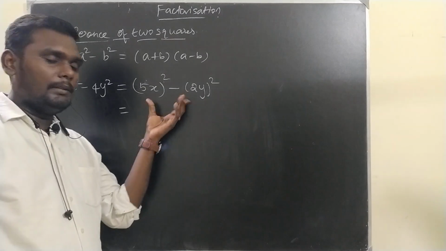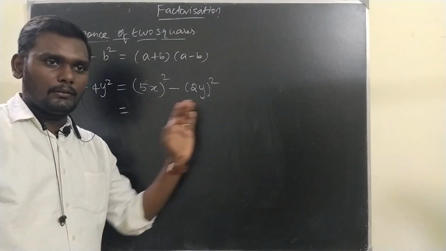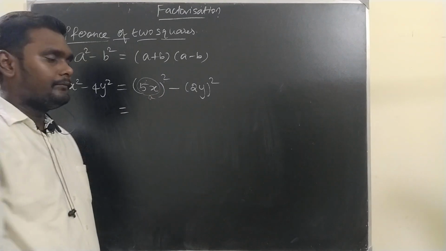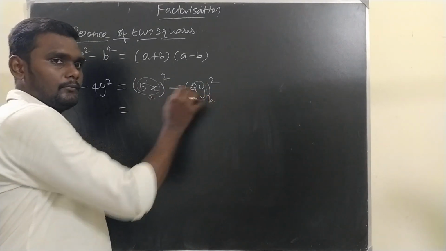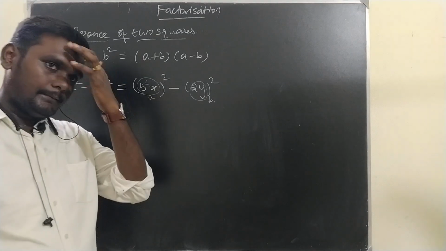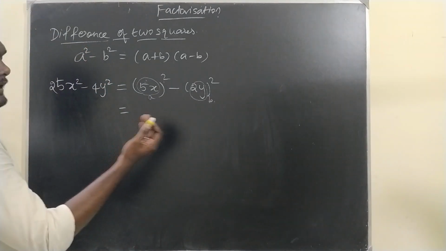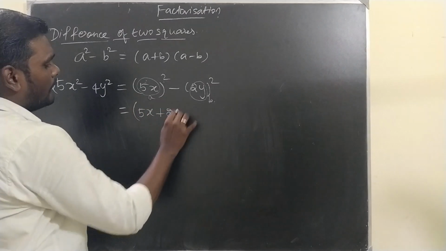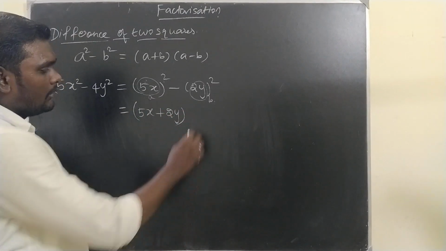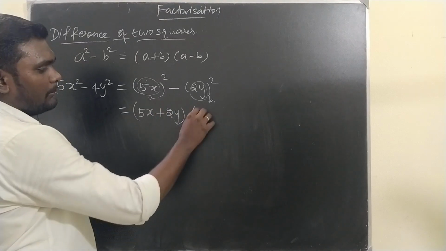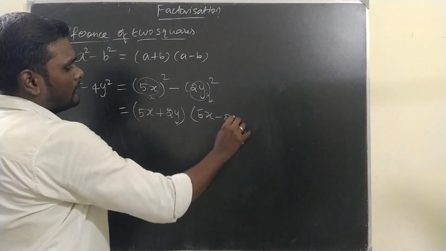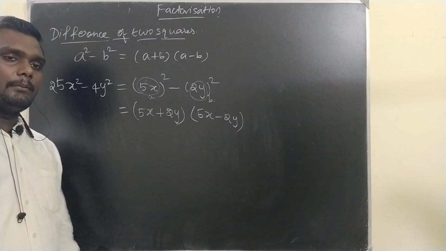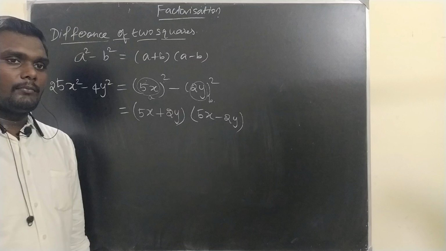Now just apply the formula, a square minus b square. Which one is our a? 5x is a, b is 2y. Now the formula says a plus b. Our a is 5x plus b is 2y, and a minus b, that is 5x minus 2y. So there we have two factors of this given difference of two squares.